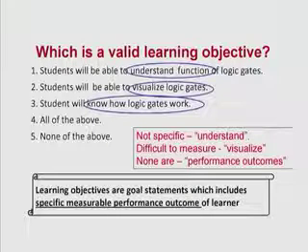So for all these three verbs whatever we have used, none of them are specific measurable performance outcome of the student. And the definition says that we want specific measurable outcome of the student, which is not fulfilled by any one of these, and thus none of the above is the answer for this question. That is, none of the learning objectives written here satisfies the definition of learning objective.